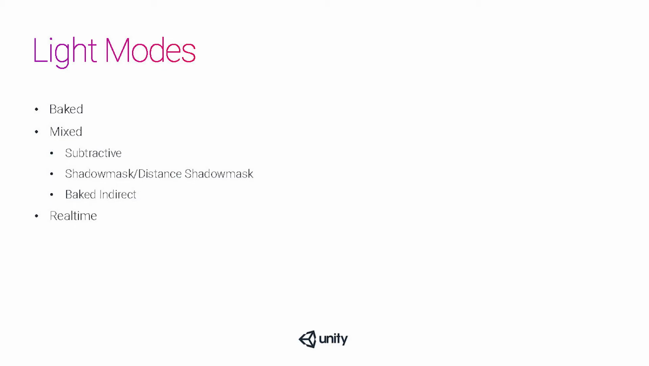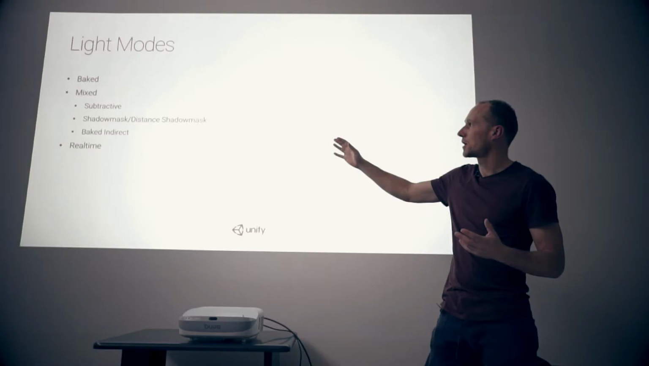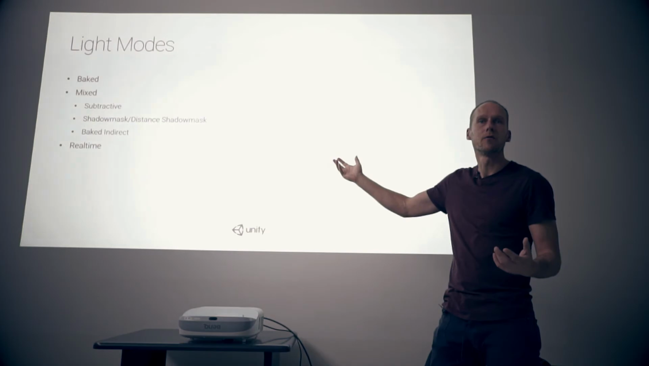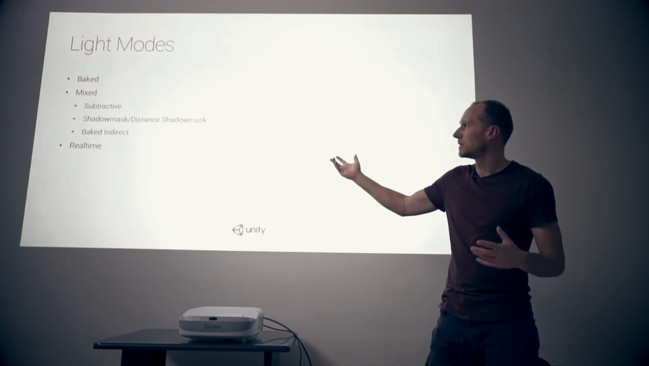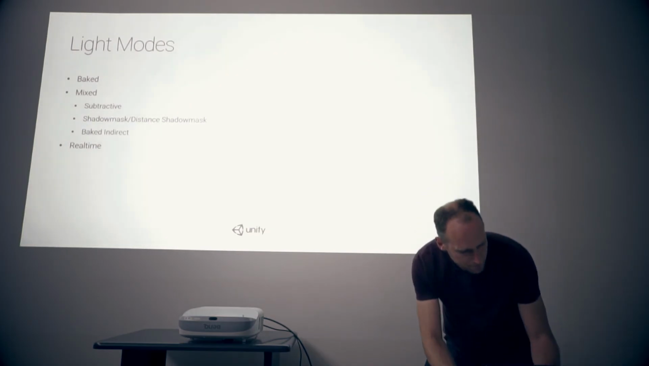Subtractive being the next, shadow mask, distance shadow mask, and baked indirect. So subtractive being the old mode that only supports 1 light and is not PBR friendly. Shadow mask being the new mode with PBR friendliness and up to 4 lights. And baked indirect being almost real time.